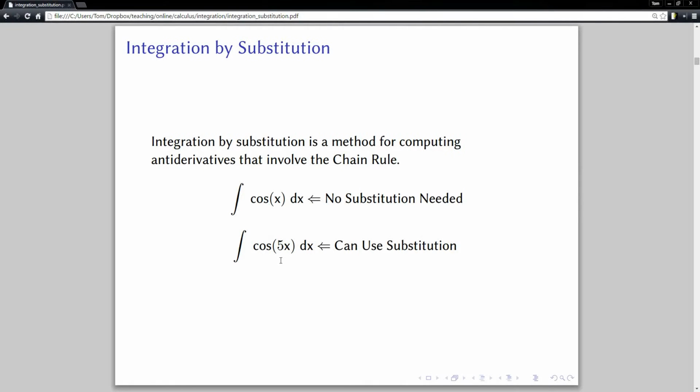rule, because the inside part is not just x, but something more complicated than x. So likewise, when I go to take the antiderivative, I'm going to have to take that chain rule into account, and that's what integration by substitution does for you. So let's take a look at these two integrals. We're going to compute this one, which is one of the basic facts. Then we're going to compute this one without using substitution, and then using substitution, just to give you an idea of what the substitution method is all about.